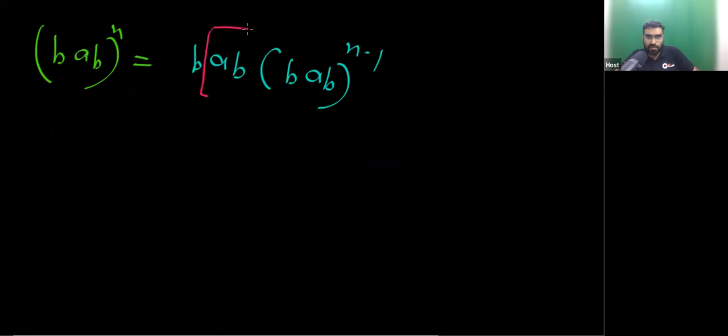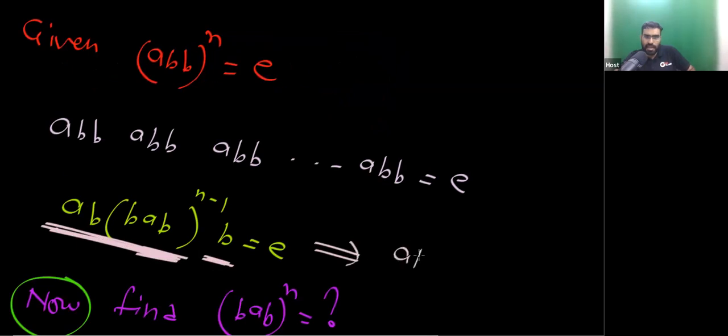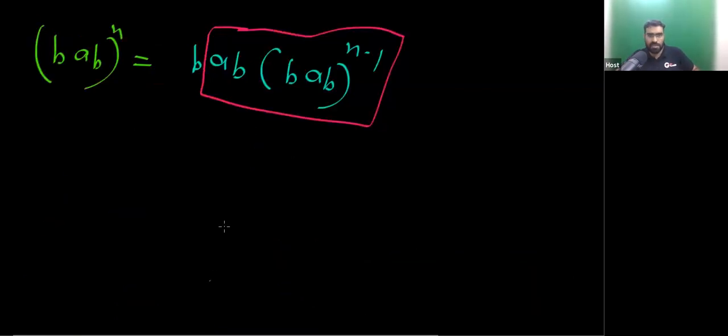Now, this we have. What is AB power n minus 1? Okay, please focus here. What is (AB) power n minus 1? This one. Focus on this. So tell me from here what I can say. I can say (AB) power n minus 1, that is equal to B inverse. Agree? So this is equal to B inverse. So you got B inverse, that is equal to E.